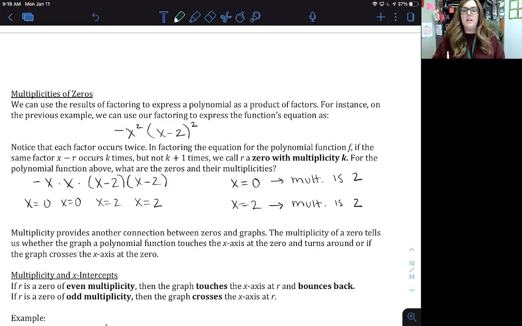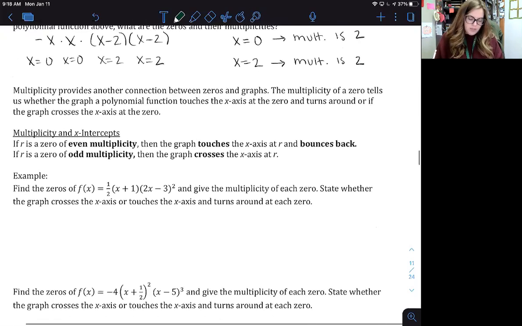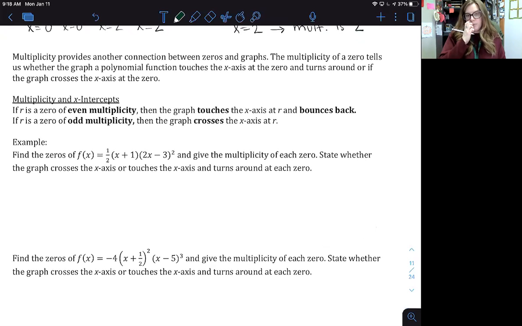So multiplicity provides another connection between zeros and graphs, because like I said earlier, it tells us what happens at that x-axis. Does it touch and go through, or does it bounce back and turn around? So if r is a 0 of even multiplicity, then the graph touches the x-axis and bounces back. The easiest way to remember this, even is going to bounce back, kind of like a parabola does, depending on where it's at. And then if it's odd, it's going to cross through, like a line.